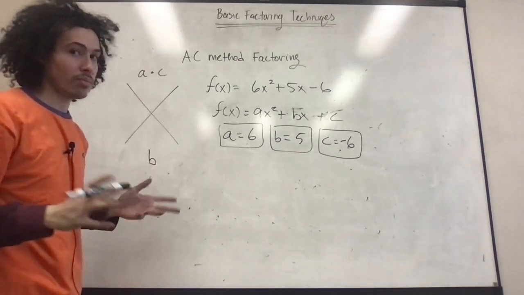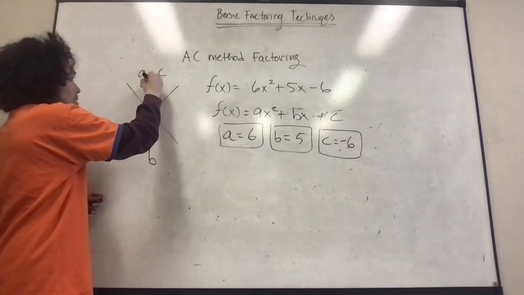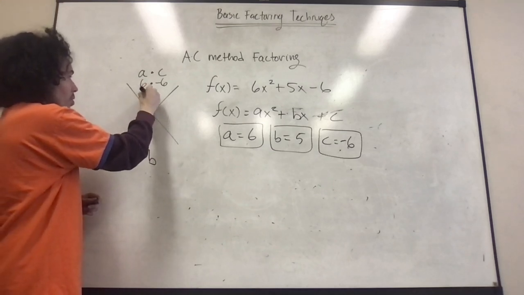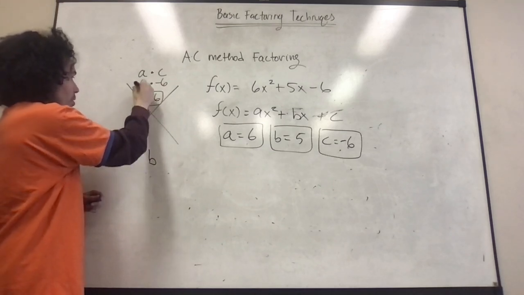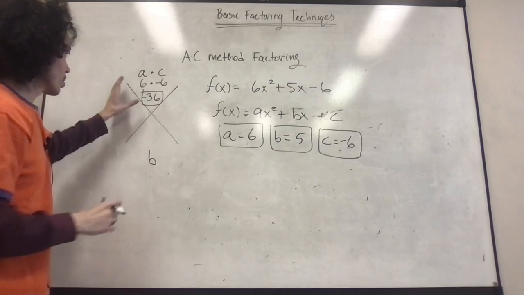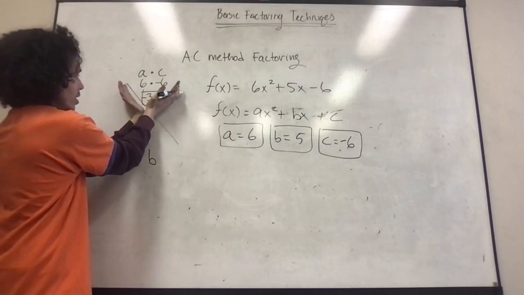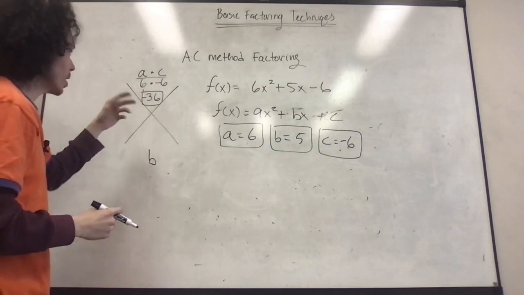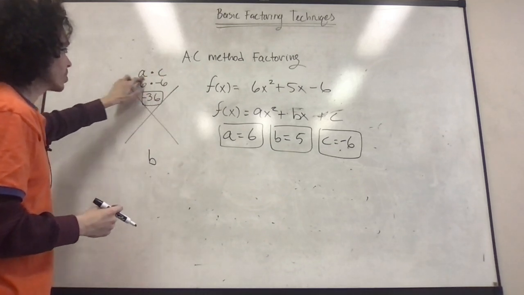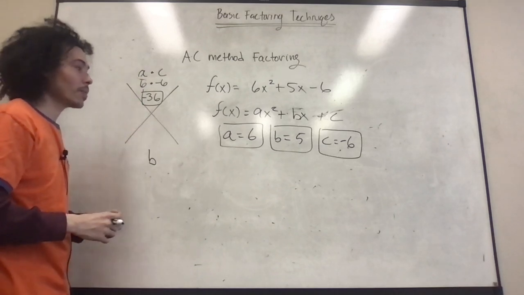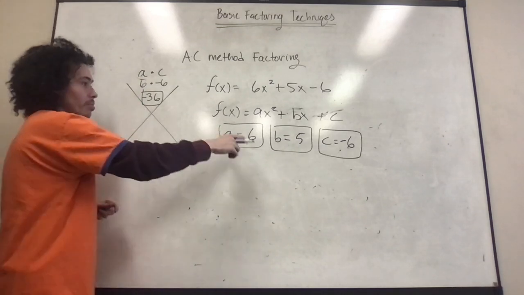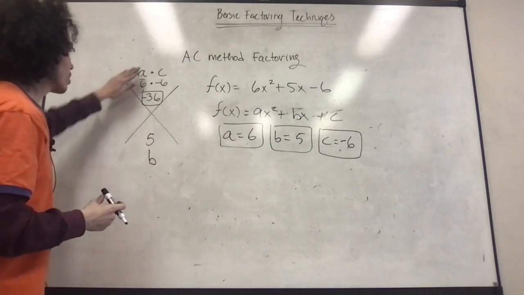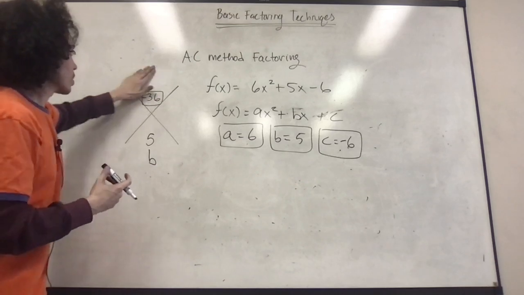Meaning you're going to do 6 times negative 6 up top, and that's going to give you negative 36. So this part of the cross section is negative 36. You've done a times c, and you get negative 36. In the bottom, you only include your b term, so your 5.